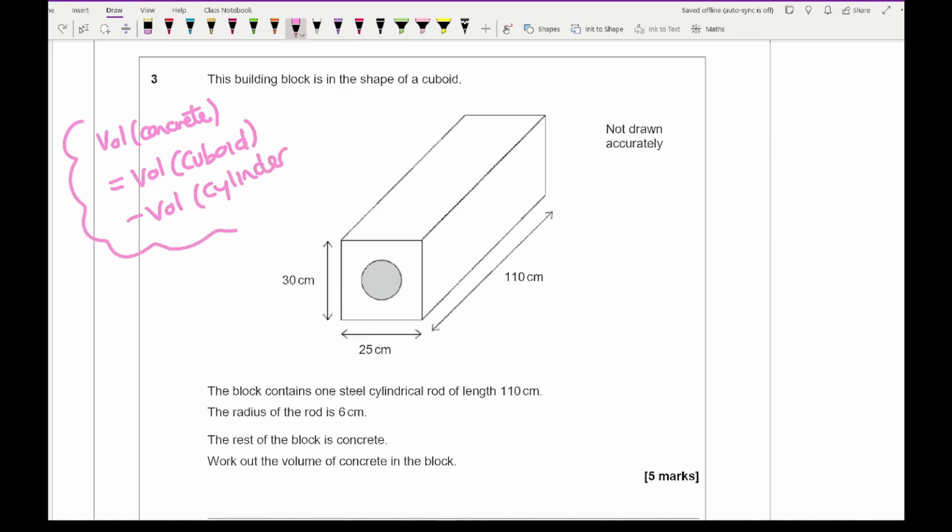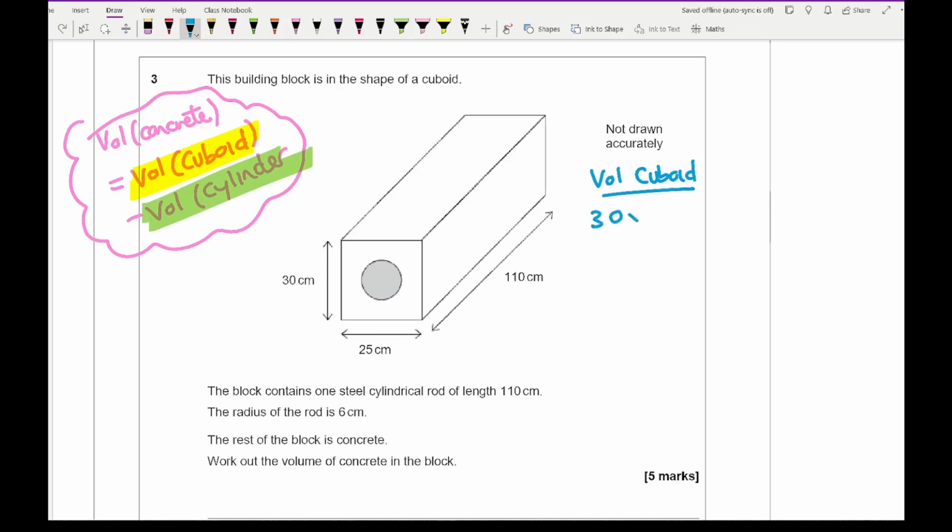So what I need to do is work out what these two parts are going to be. So the volume of the cuboid is simply going to multiply all the three lengths together. Now again, just make sure that all the lengths are the same units. So it's going to be 30 times 25 times 110, which if I type into the calculator gives me an answer of 82500.